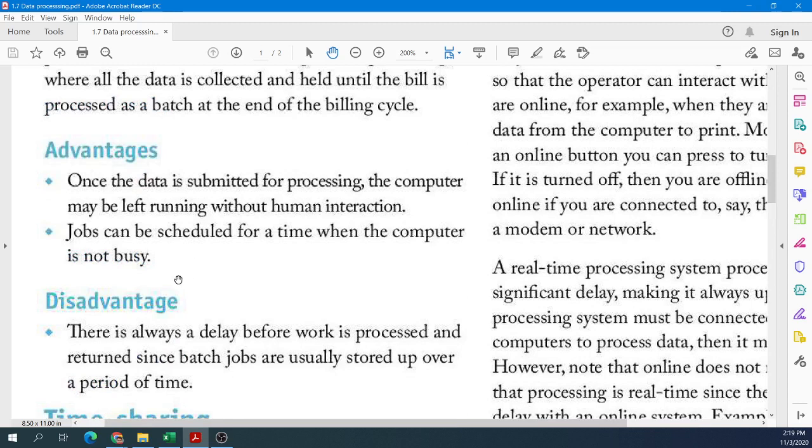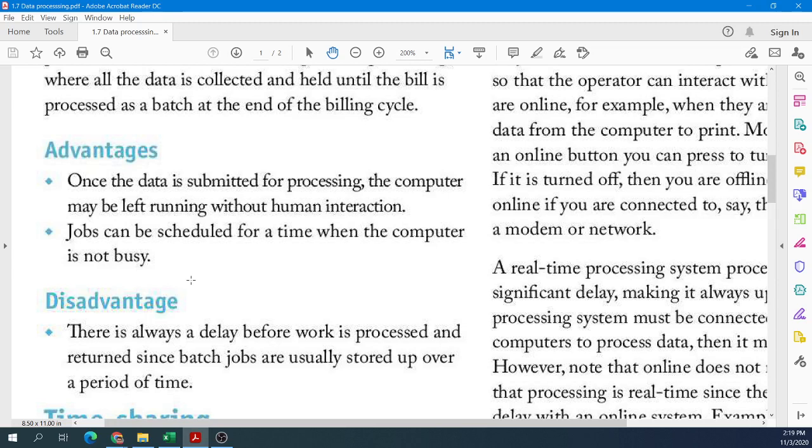Varshini, you could read for us. Yes, sir. Sorry, sir. What part do I have to read? The advantages and the disadvantages.